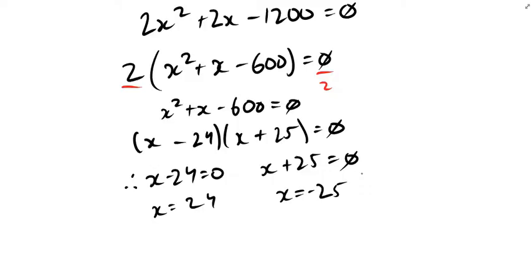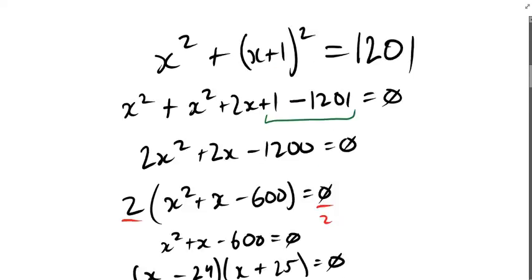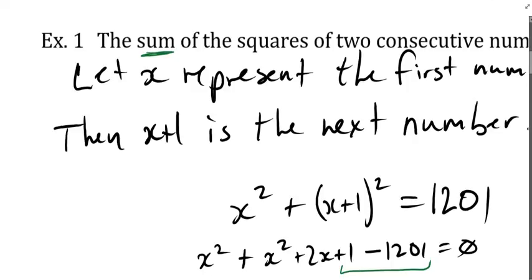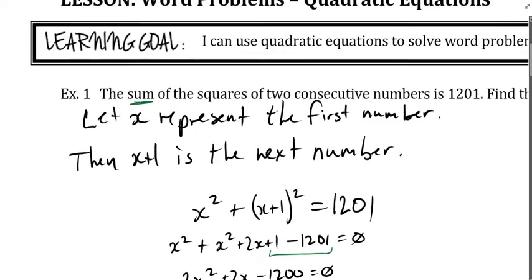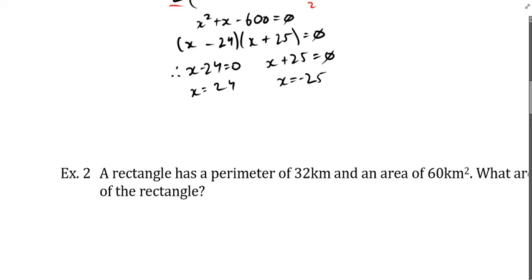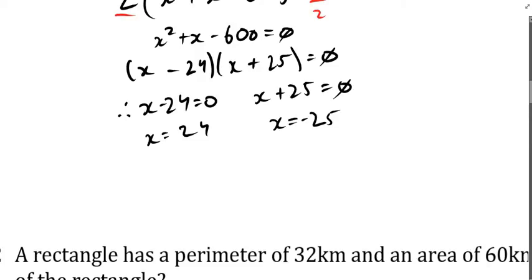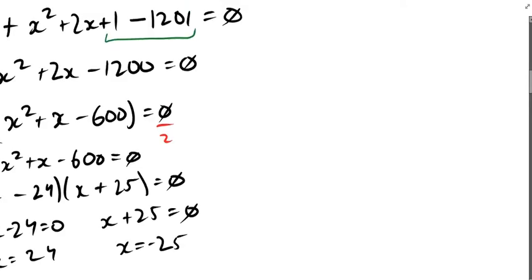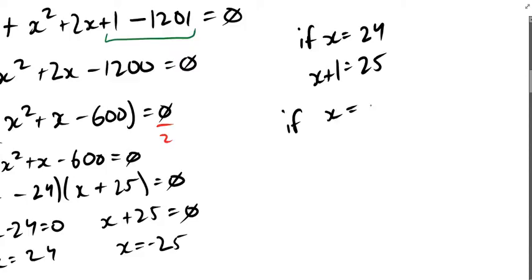My point here was to find the value of x. I found it. I go back up and I say, what is x? X is the first number. X plus 1 is the next. I found two examples of the first number. Right? So if x equals 24, x plus 1 is 25. If x is negative 25, x plus 1 is negative 24. There are two answers to this problem.